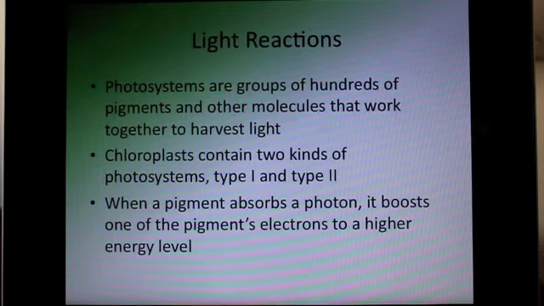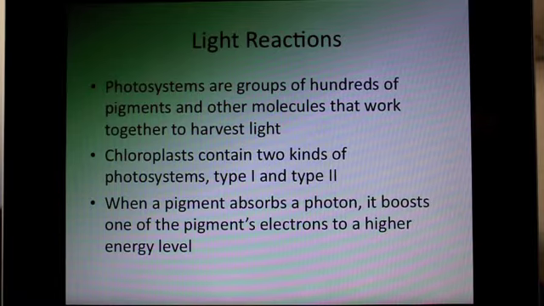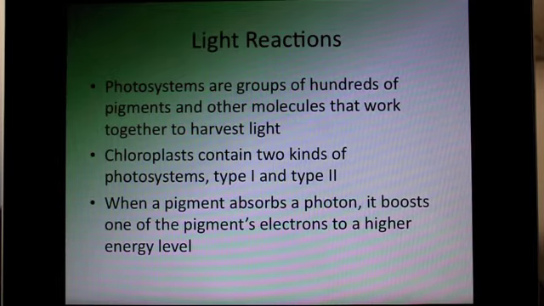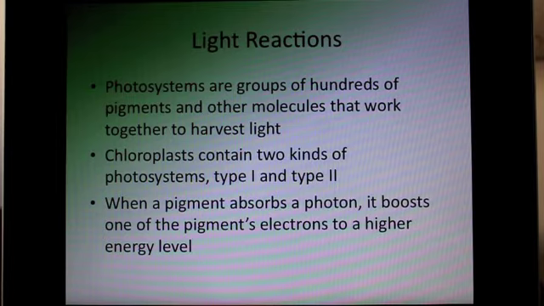The photosystems, which were the green coin-like things in the previous display, are groups of hundreds of pigments and other molecules that work together to harvest light. Chloroplasts contain two types of photosystems, type 1 and type 2, which we'll come to in a minute. When a pigment absorbs a photon, which is a unit of light, it boosts one of the pigment's electrons to a higher energy level. So the energy comes in and goes bing, and it goes up.